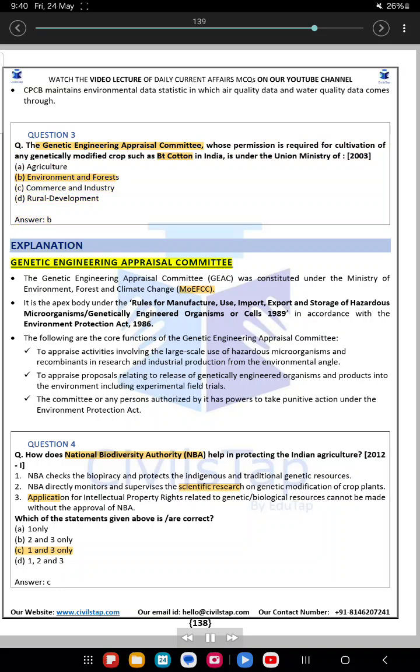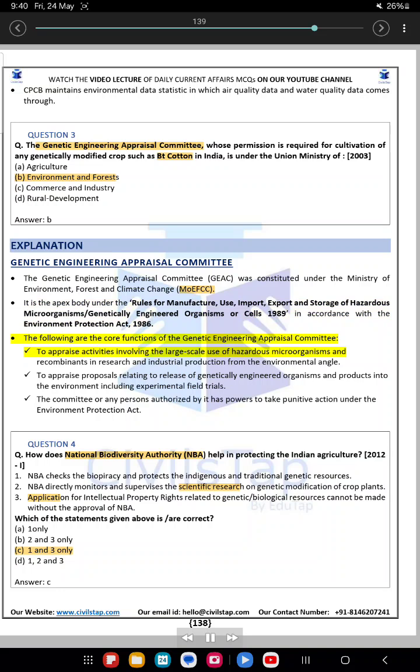Explanation. Genetic Engineering Appraisal Committee. The Genetic Engineering Appraisal Committee, GEAC, was constituted under the Ministry of Environment, Forest and Climate Change, MoEFCC. It is the apex body under the Rules for Manufacture, Use, Import, Export and Storage of Hazardous Microorganisms, Genetically Engineered Organisms or Cells, 1989, in accordance with the Environment Protection Act, 1986.